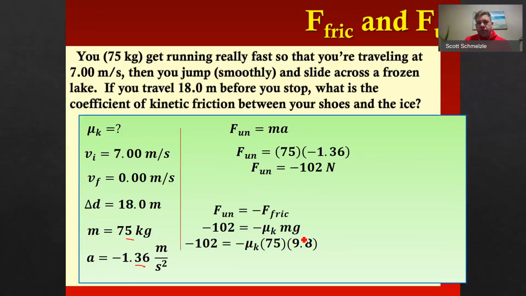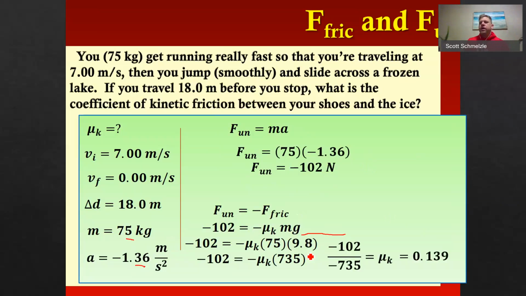Again, notice I got rid of the cosine. Why? Because this ice is horizontal. Now, if it were at an angle, then we've got a whole different set of circumstances that we're looking at, which we'll talk about tomorrow. So we take our mass of 75 times our g. Again, because we're looking at normal force, it's going to be positive. So that's 735. So negative 102 divided by negative 735 gives us a mu k of 0.14.